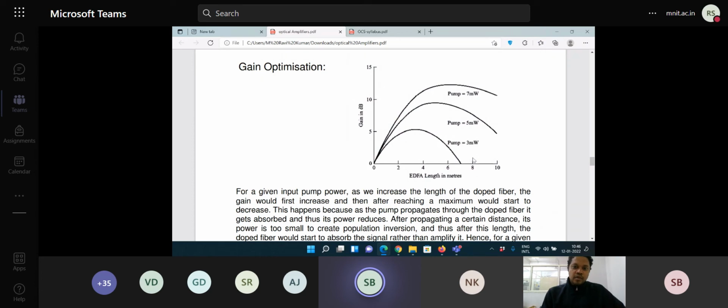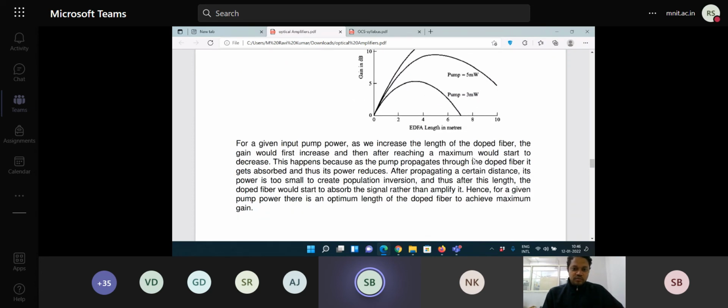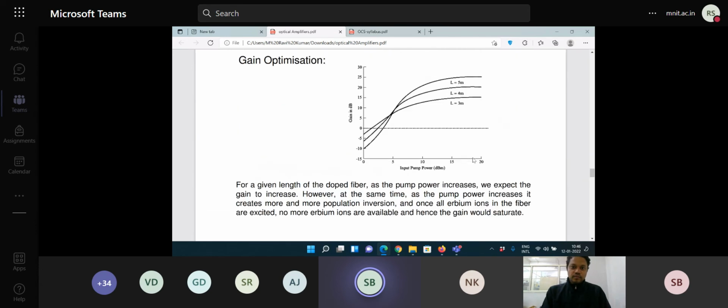Okay, so depending on what the pump power is that you are going to use, you should choose the length of the EDFA such that you can have maximum gain. Another thing that you need to consider is, on the x-axis here it is given input pump power, and on the y-axis you have gain, and as you vary the length you can see how the gain varies.